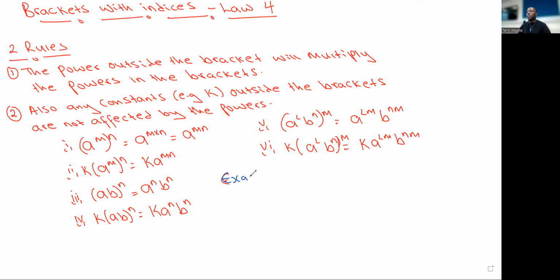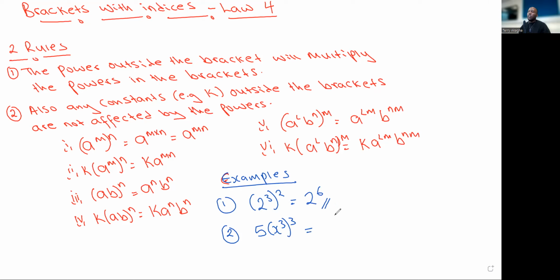Some examples to just explain. If, for example, we have 2 raised to the power 3 multiplied by 2, are you seeing it? 2 raised to the power 3 multiplied by 2. So it's going to be 2 times 3, which will give you 2 raised to the power 6. Number 2, if you have 5x raised to the power 3 multiplied by 3, it's going to give us 5x raised to the power 3 times 3, and that will give you 9.